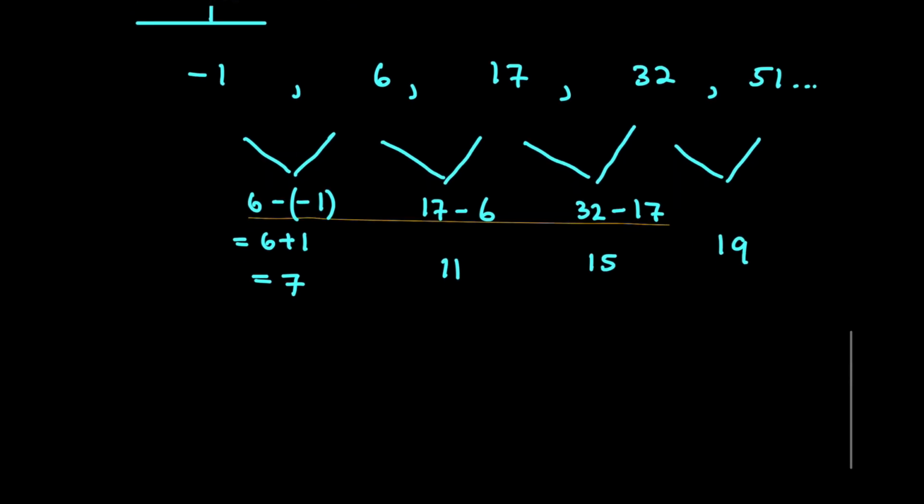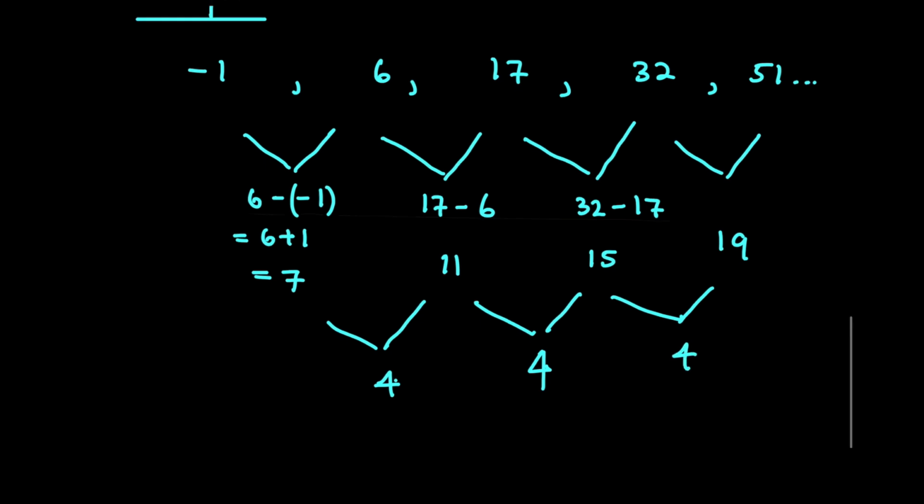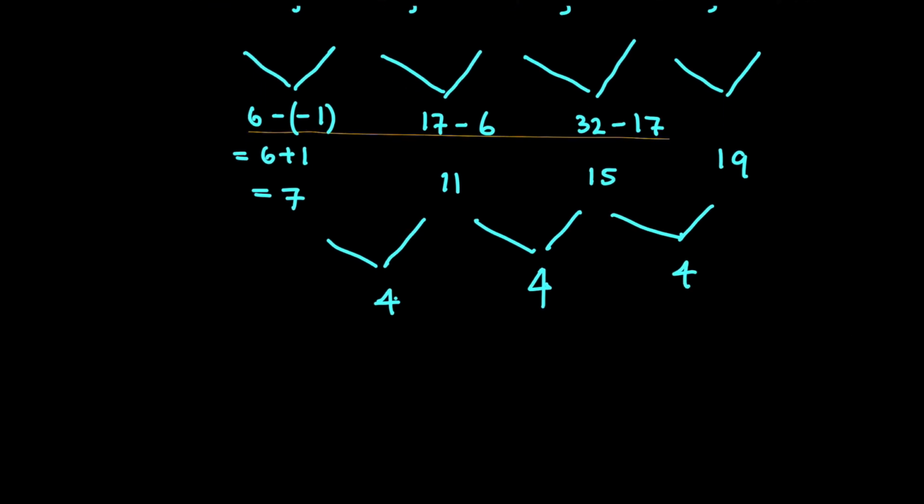So now let's find the second difference here. 11 minus 7, that is 4, right? And then 15 minus 11, that is 4 as well. And then 19 minus 15, that is 4 as well. So now we have confirmed everything. So we've got 4 as the second difference.